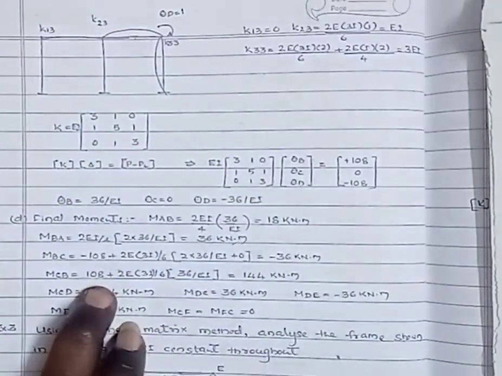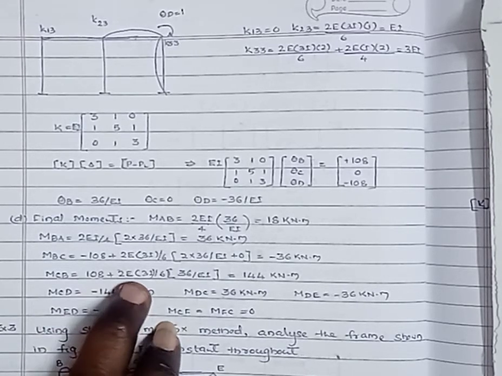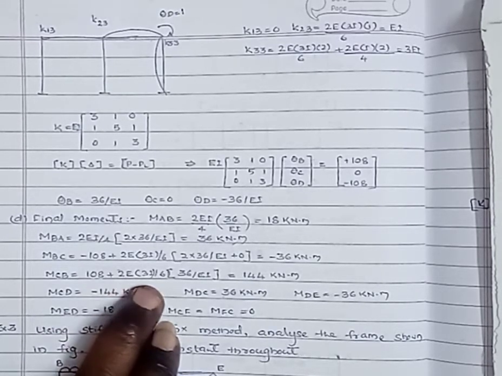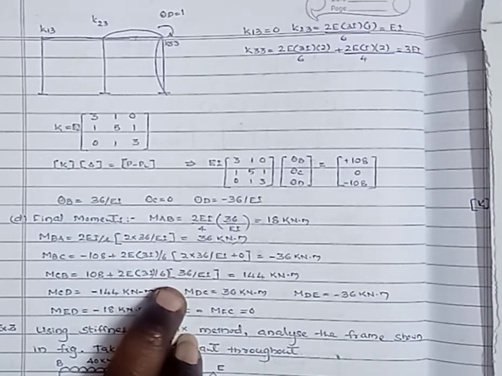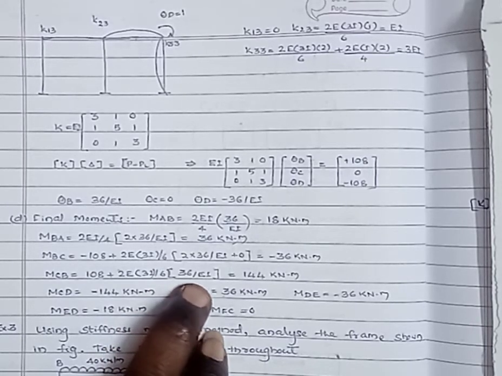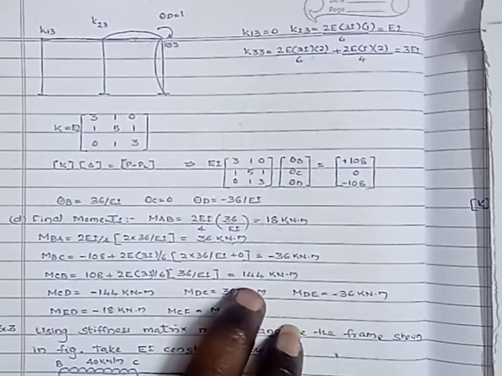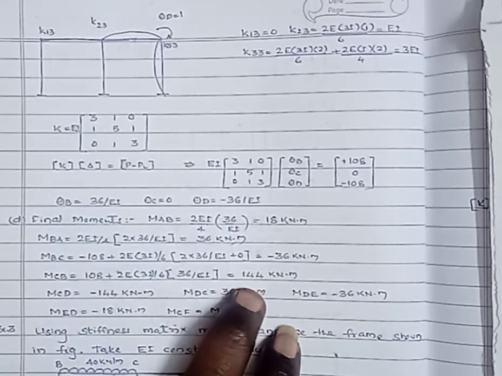MCB, three members are connected. First we have to calculate MCB. The fixed end moment in span CB is plus 108 plus 2E, the moment of inertia is 3I, divided by L, that is 6. Then inside the bracket 2 theta C, which is 0, plus 1 times theta B, that is 36 by EI. After simplification you will get MCB equals 144 kilonewton meter, that is clockwise.